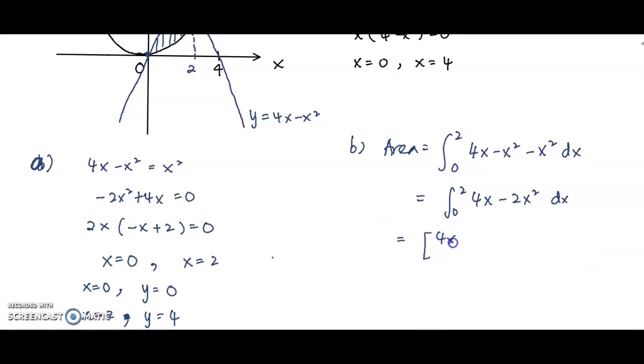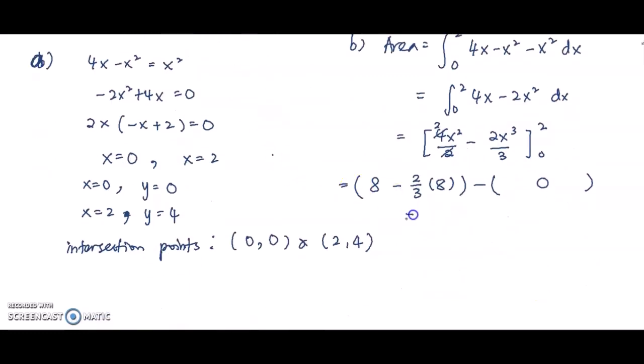You got 4x squared over 2 minus 2x cubed over 3 from 0 to 2. Prepare 2 brackets in order to substitute the upper limit and the lower limit. So here it can be simplified. Substitute 2 inside, you get 4. 4 multiplied by 2, that will be 8. Minus 2 over 3 multiplied by 8, because 2 to the power of 3 equals 8. And substituting the lower limit, that is 0, will give 0.